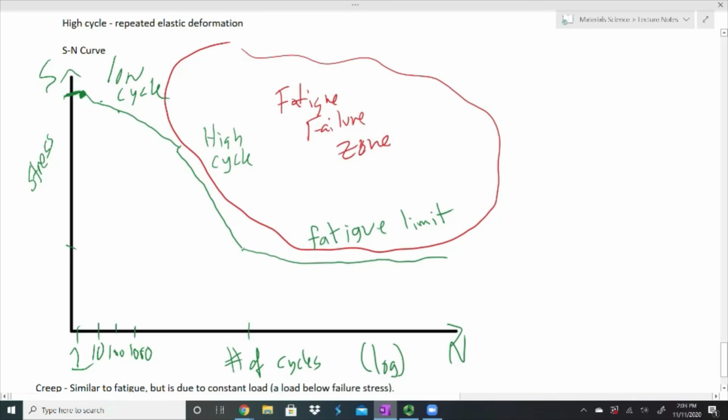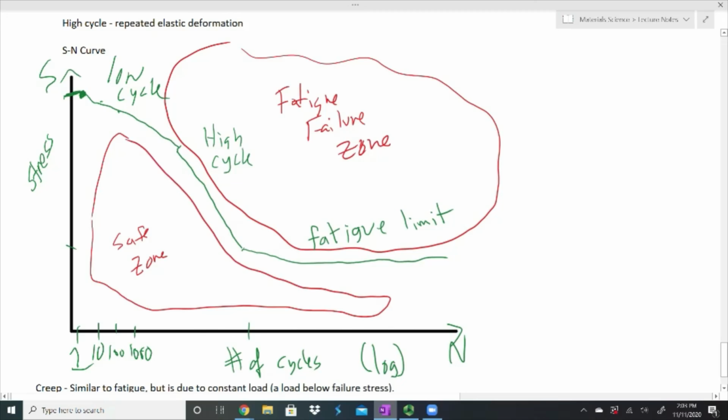That's our bad zone. It's going to fail. We don't want to be there. If I'm anywhere underneath my curve, this is called our safe zone. I am safe to have my material have any one of these stresses with its correlating number of cycles.